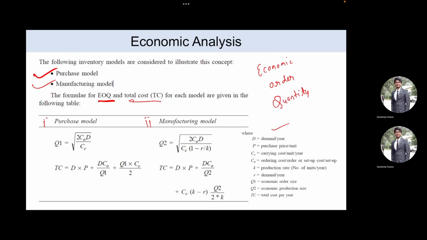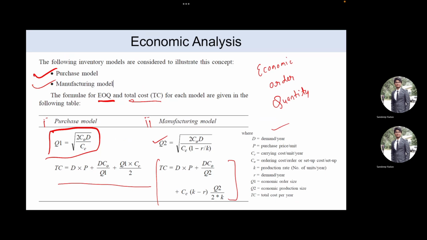So in the purchase model, if you want to order something, the economic order size can be calculated from this formula. And if you want to calculate the total cost, that can be calculated with the demand per year multiplied by the purchase price and the other variables given in this formula. While in the manufacturing case, we have to make a product. Then here Q2 will be referred to as the economic production size. What is the production size that we have to make? And similarly, the total cost will be calculated from this. We will see this with an example to get a better understanding.